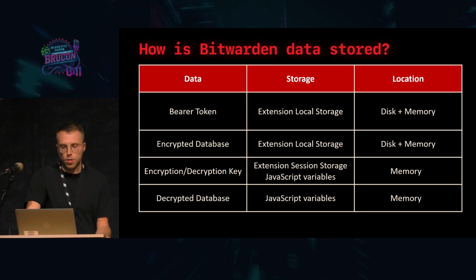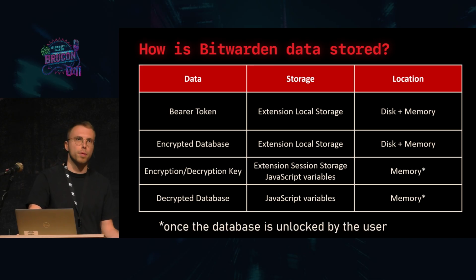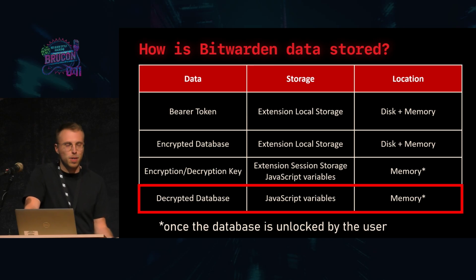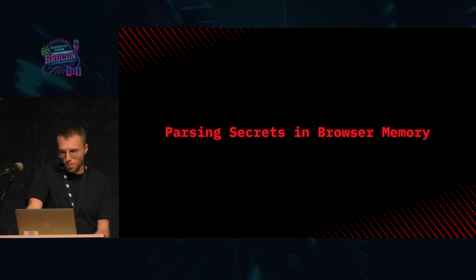The most interesting ones, obviously, are the decryption key and the decrypted database. These are accessible in memory, of course, but only once the database is unlocked. It's not all the time. When you open your computer, you won't have your Bitwarden decryption key in your browser, but at runtime, when you unlock your database, it will be found in memory. And so, as an attacker, what I want to access is the decrypted database. So let's start by looking for it in memory.